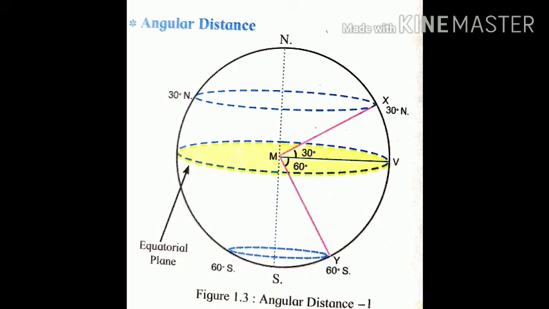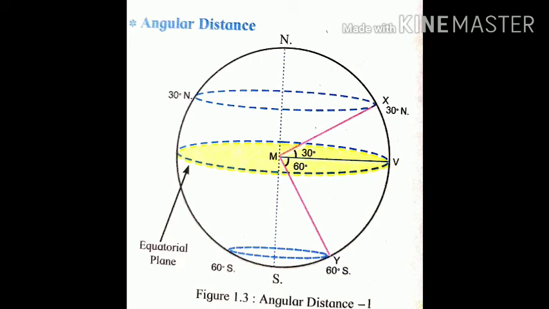For example, in figure 1.3, the measure of angle XMV is 30 degree. That is, its angular distance with respect to the equator or the center of the earth is 30 degree. Now, can you tell me the angular distance of Y with respect to the equator? The angular distance of Y with respect to the equator will be 60 degree.